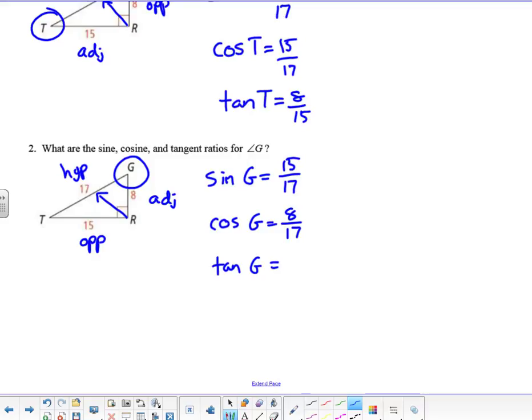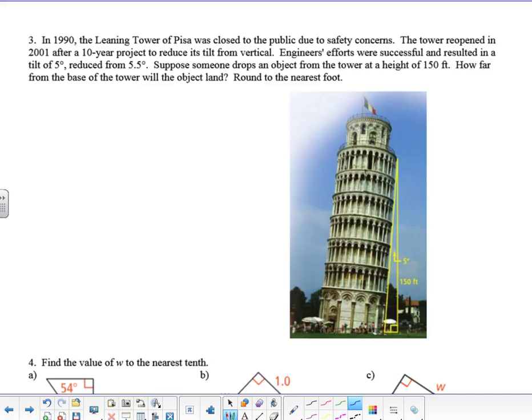And then the tangent is the opposite over the adjacent. One little thing to note with tangent: see how in tangent here you've got 15/8? The only one where the numerator can be bigger than the denominator is the tangent. For sine and cosine, they're always being divided by the hypotenuse, and the hypotenuse will always be the longest side in our diagram. So how can we use this? We'll get into some examples here.